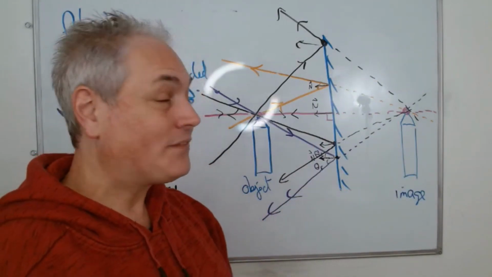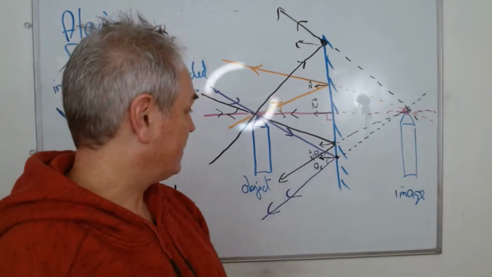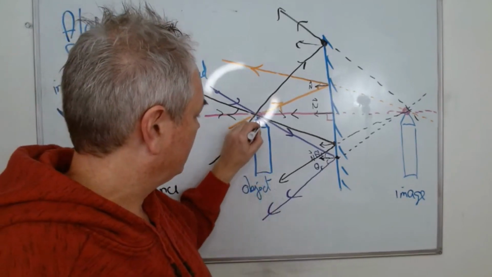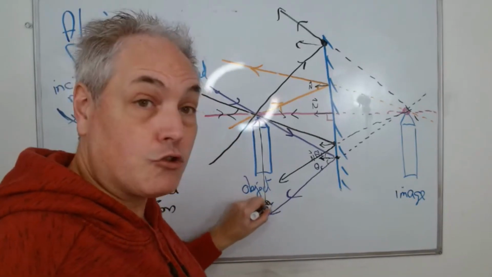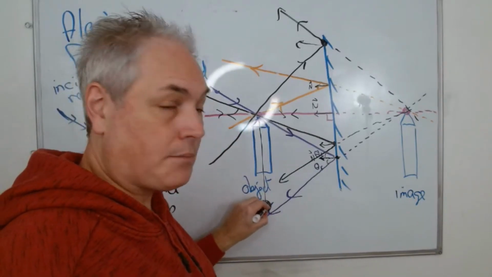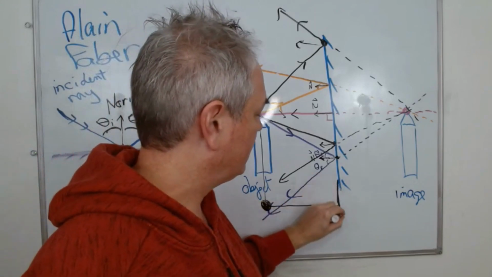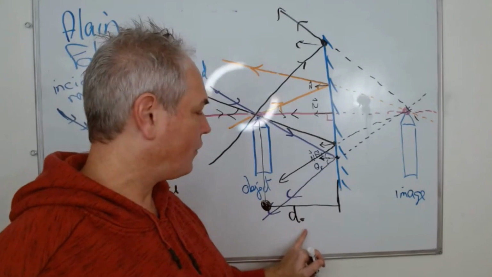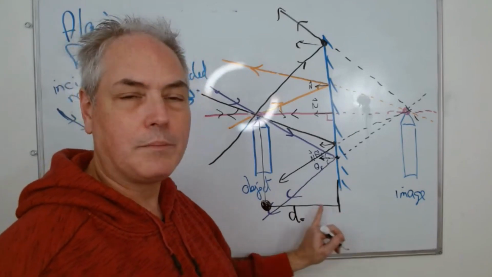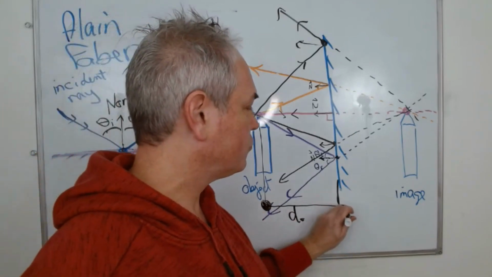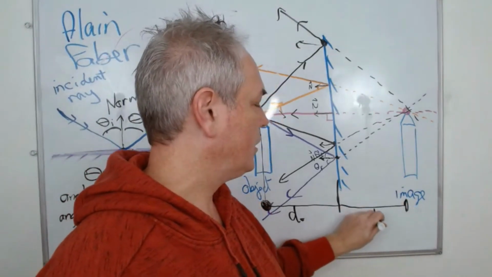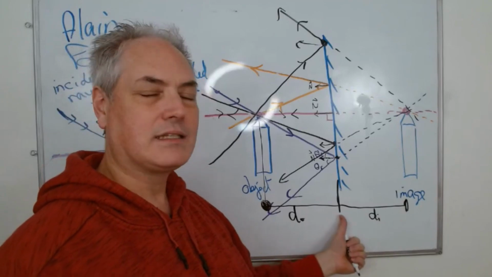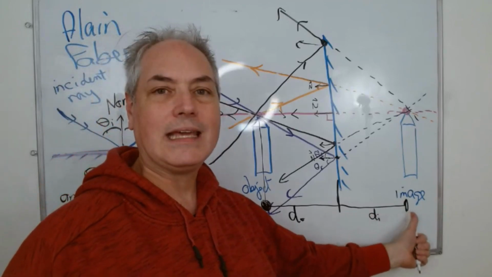Now, interestingly enough, there's some other information we can figure out. The first one is that if you have here an object like this, you have a distance between the object and the mirror, and that becomes the distance of the object. So the distance between the mirror and the object. But that also means that you have a distance of the image. The distance of the image, di, is the distance between the mirror and the image.